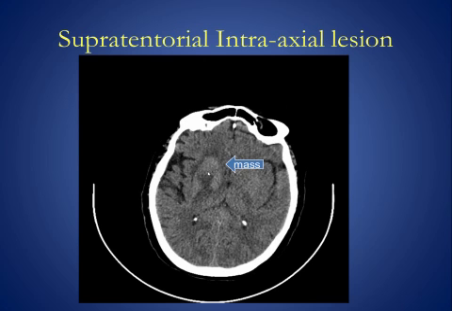Here we have an example of a supratentorial, that's above the tentorium, intraaxial lesion right here that's causing a little bit of mass effect. It's pushing the midline a little bit to the left.